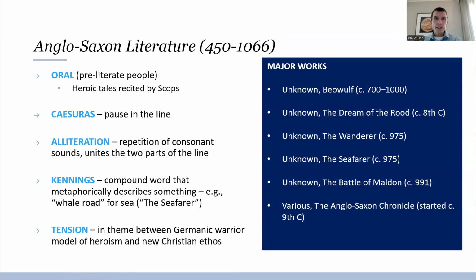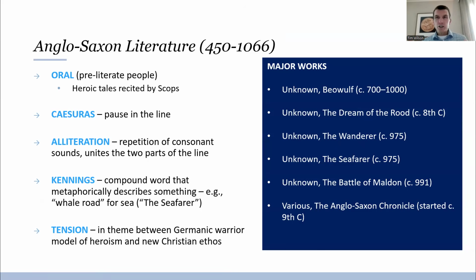So I'll just quickly go over some of the features of these periods. So in this Anglo-Saxon literature, broadly 450 to 1066, it's oral heroic tales that are recited, with caesuras, so there's a pause in the middle of the line, often a heavy use of alliteration, so repetition of consonant sounds. Use of what's called kennings. So these are compound words that metaphorically describe something. So, for example, a whale road for the sea. So very interesting literary techniques, very ancient literary techniques of these Germanic tribes.